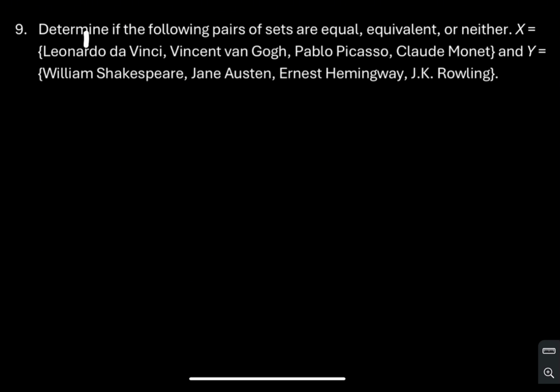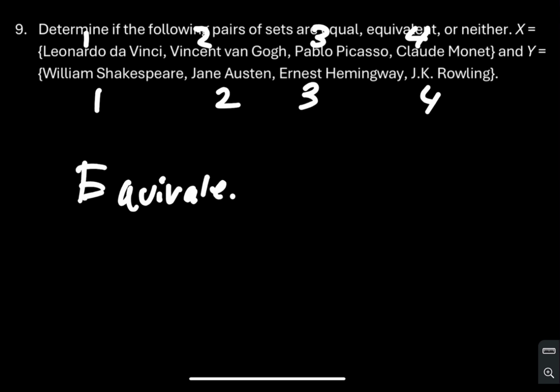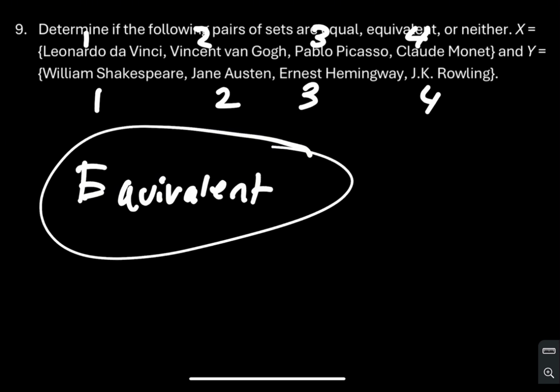So for set X, we have 1, 2, 3, 4 elements in our set, and for set Y we have 1, 2, 3, 4 elements in our set. So they definitely do not have the same exact elements in those sets, but they have the same cardinal value or the same amount of elements in both sets. So therefore we know that these sets are going to be equivalent, and that's going to be your answer.